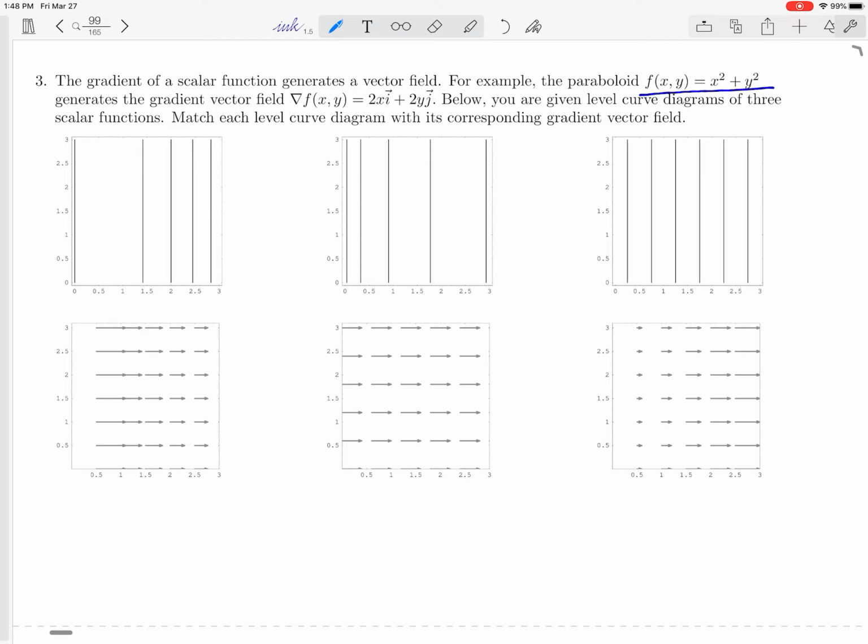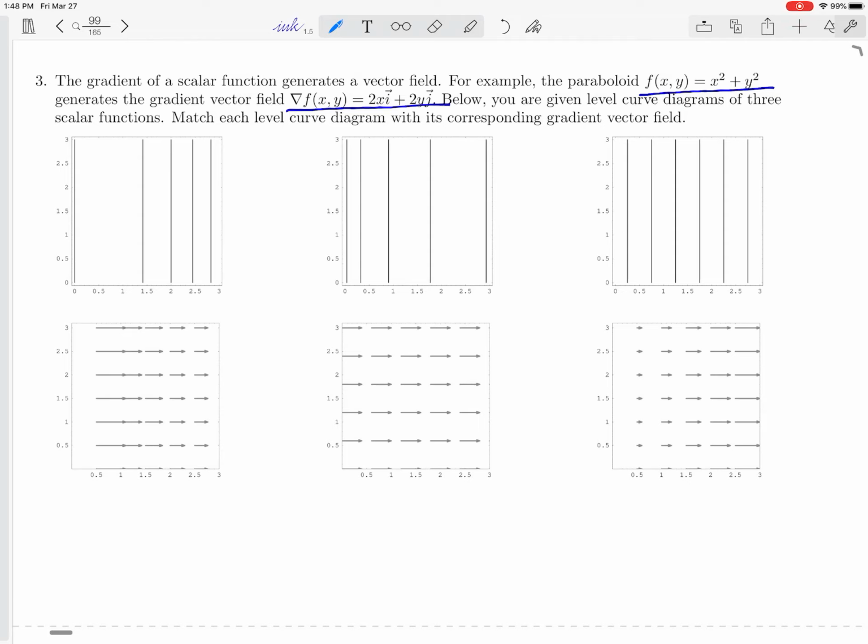So for example, when you look at the function f of xy equals x squared plus y squared, it's been a while that we talked about gradients, but you hopefully remember that to get the gradient of a scalar valued function like that, you take the derivative with respect to x. That gives you 2x. You take the derivative with respect to y. That gives you 2y. And then you put together the gradient vector as 2xi plus 2yj.